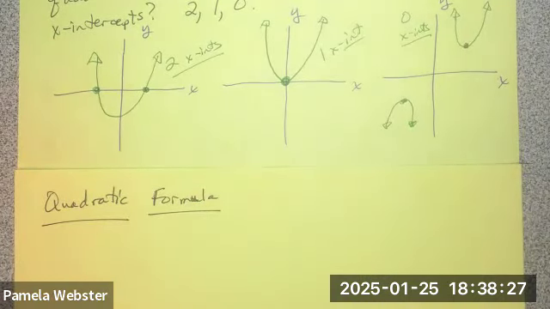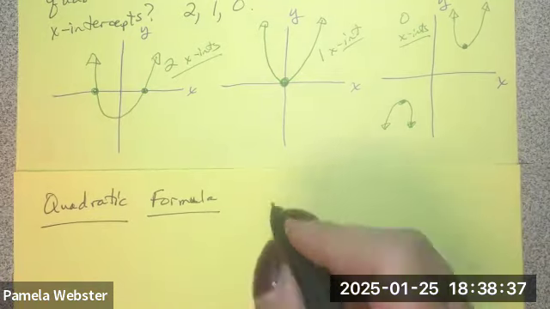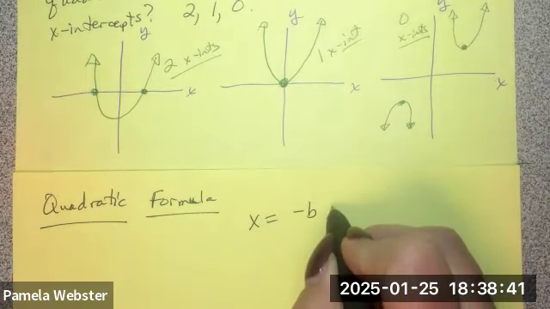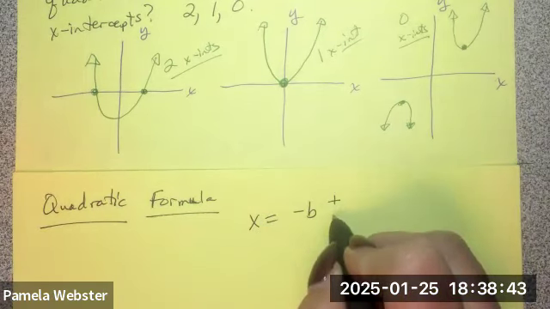Whenever I taught high school, I always made them sing it to Pop Goes the Weasel, right? There's lots of songs for the quadratic formula, but basically, Pop Goes the Weasel.